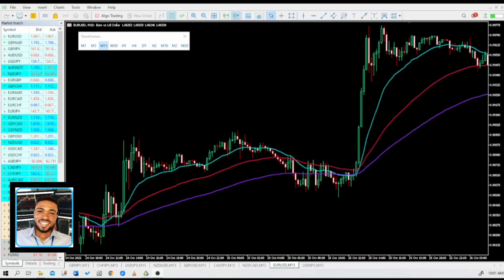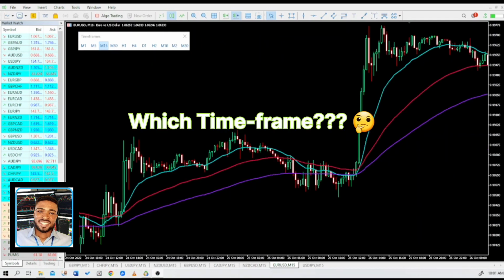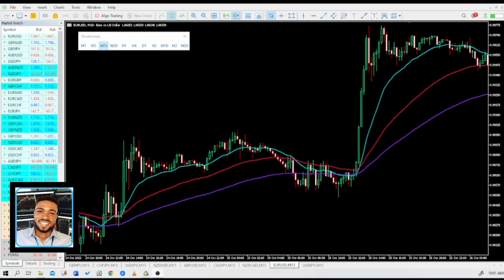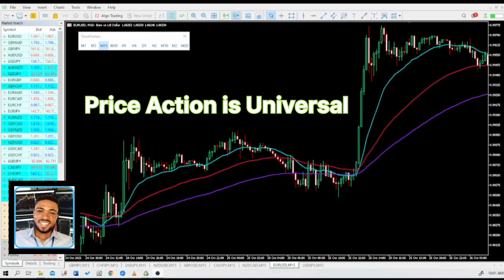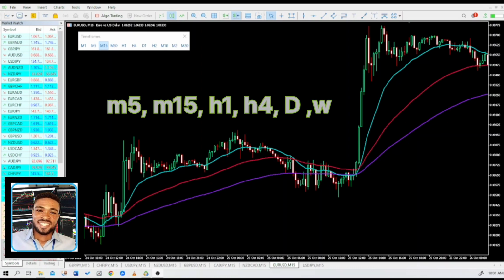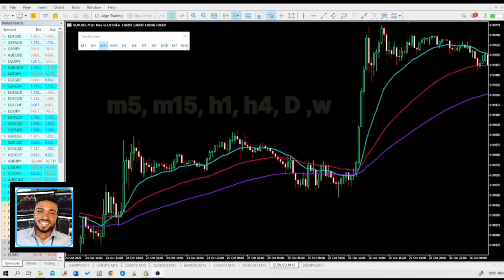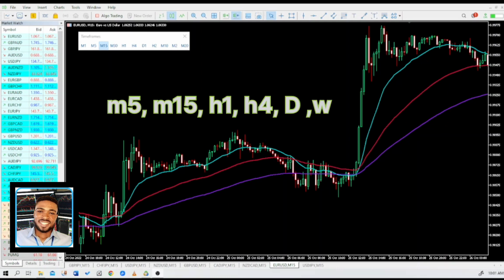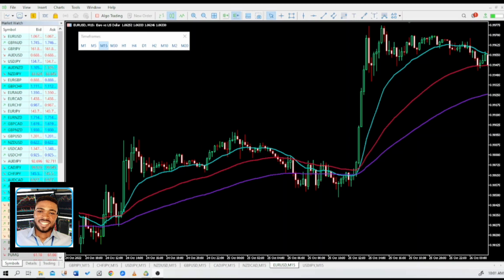So another question is, on which time frame can this particular pattern be traded? And as you all know, price action is universal. Okay, it's universal. Whether you're trading the M5, M15, H1, H4, daily, they are all the same. Okay, price action remains the same. Support and resistance remains the same. Just that the number of candles you're going to find in a particular pattern will differ.